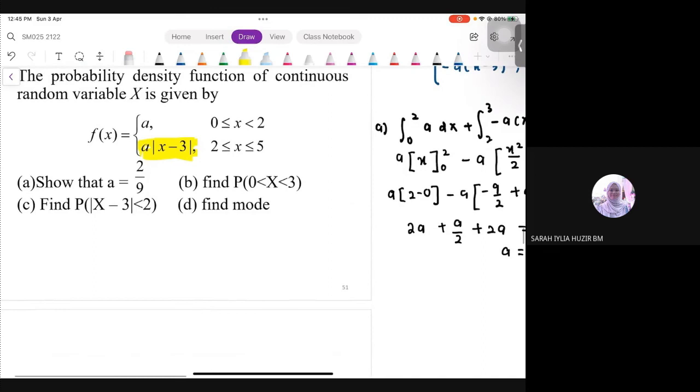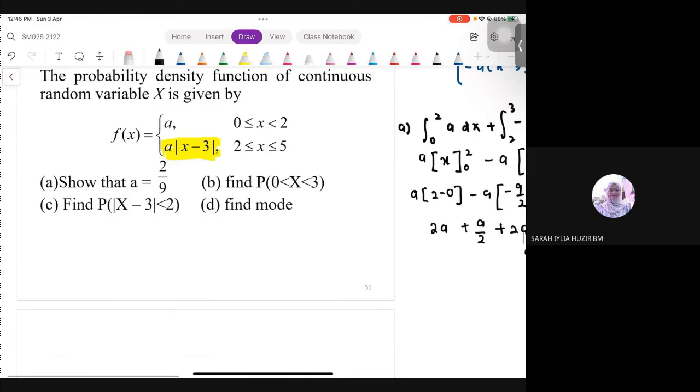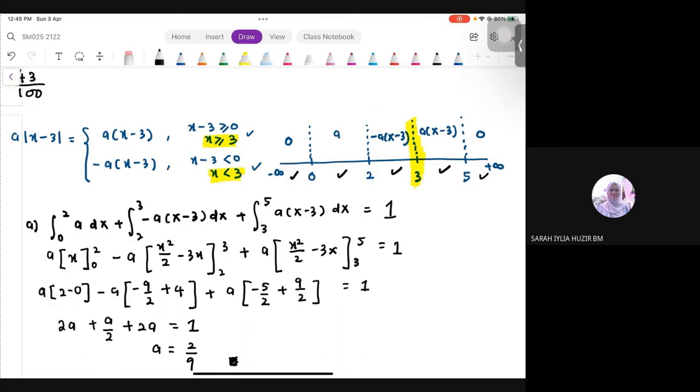Next part, we have to find probability from 0 up to 3. Okay. So, if we check back, 0 lies on the first function. 3 lies on the second function. And then from 0 up to 3 tu, kalau kita refer balik, okay, saya highlight lah kawasan yang kita nak tu. Saya highlight colour biru. This is the region.